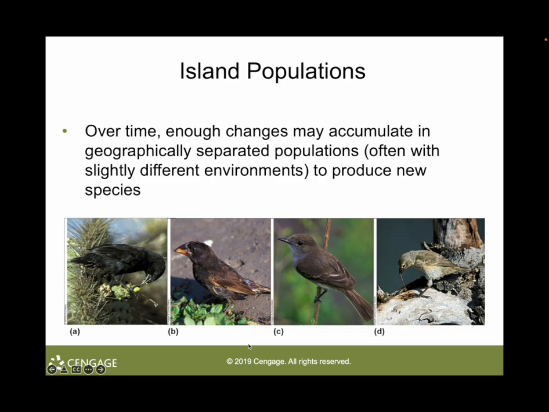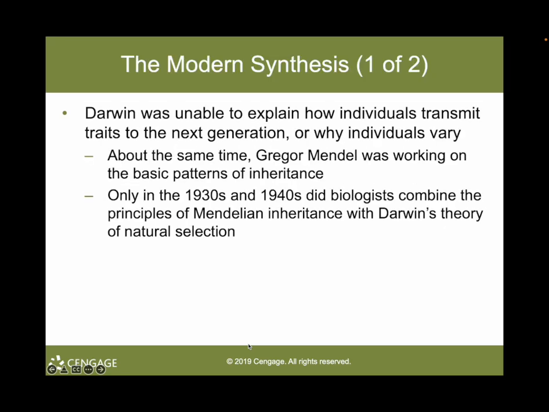So now we'll move on from finches and the variation, particularly in their beaks, based on their diet, to the modern synthesis. One premise on which Darwin based his scientific theory of evolution by natural selection is that individuals transmit traits to the next generation. However, Darwin was unable to explain how this occurs or why individuals vary within a population. You learned earlier that Mendel elucidated the basic patterns of inheritance. Darwin, who was a contemporary of Mendel, was apparently not acquainted with Mendel's work. Indeed, the scientific community did not recognize Mendel's work until the early part of the 20th century.